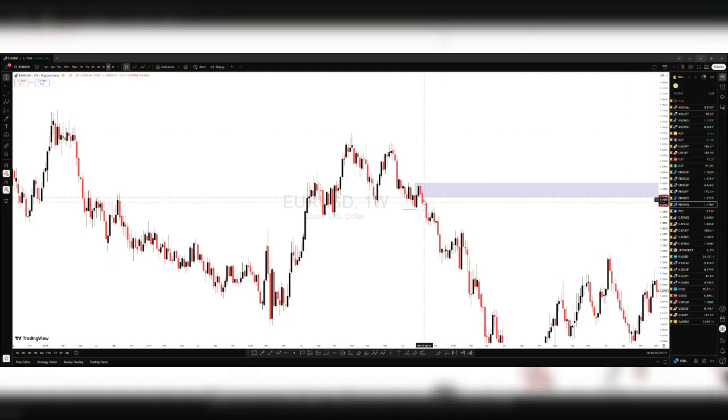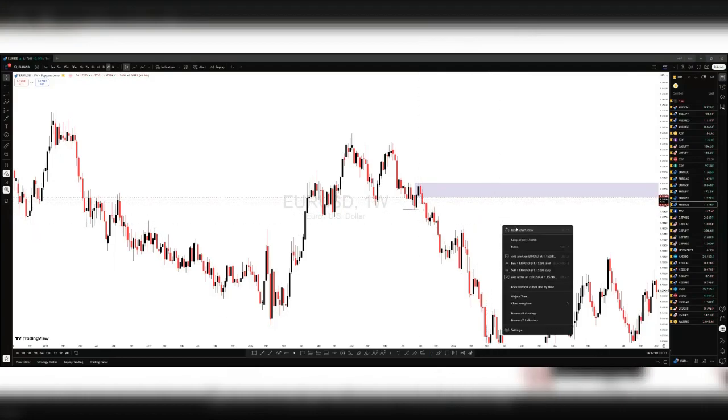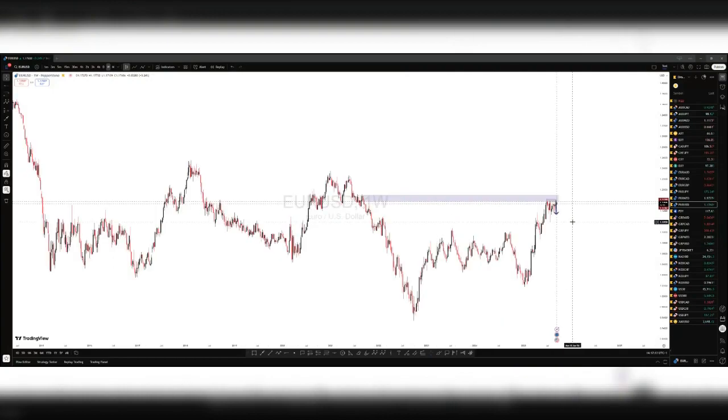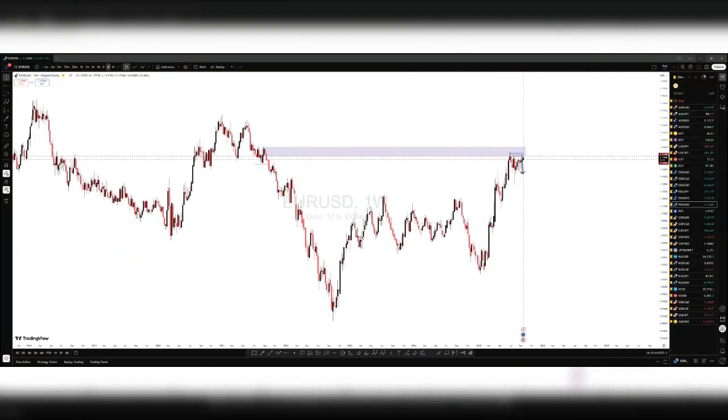And then secondly, we see there's a fair value gap, just before the break of structure. And then we're seeing liquidity getting swept. So this would be my supply region, and I want to see price react from there.